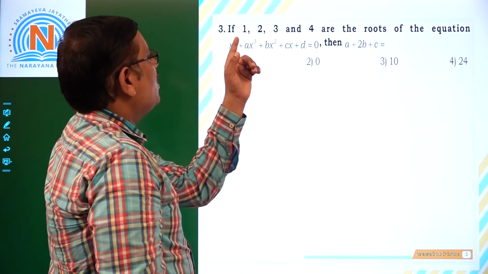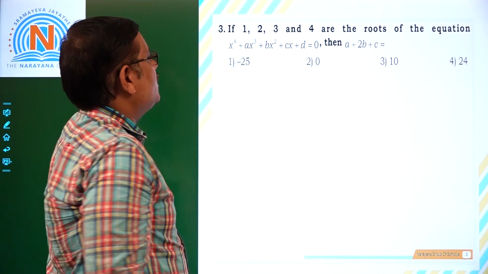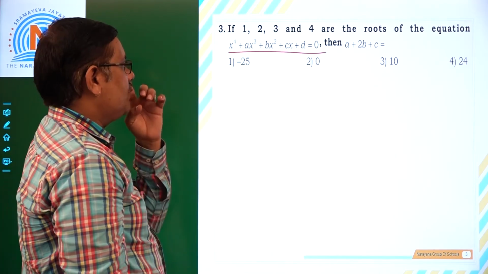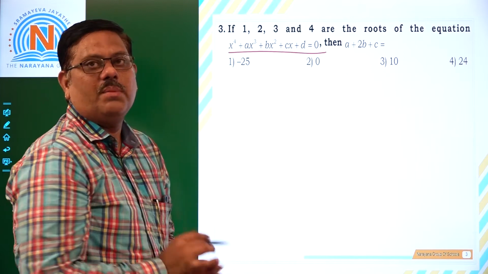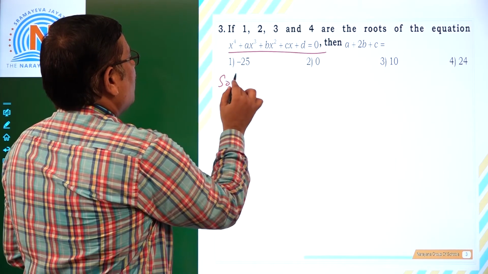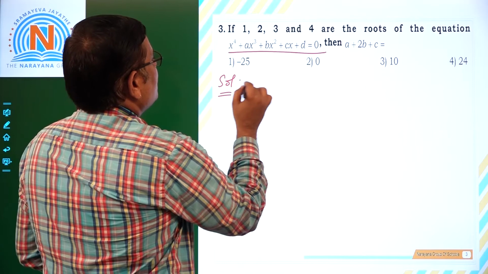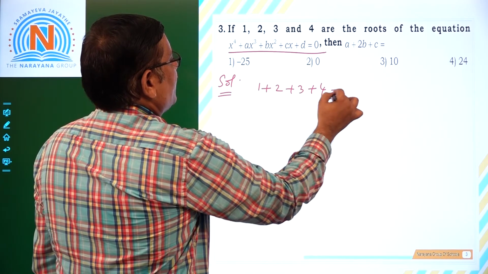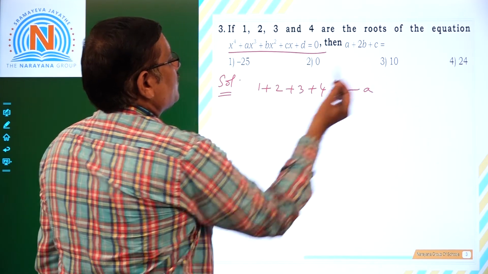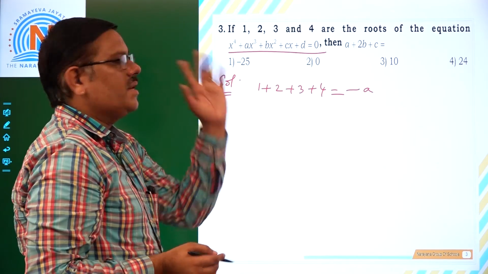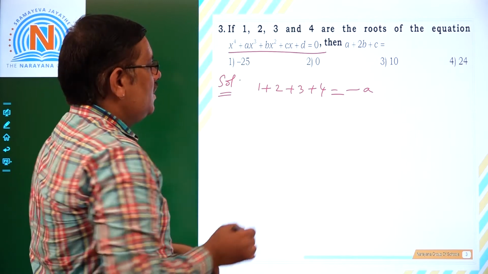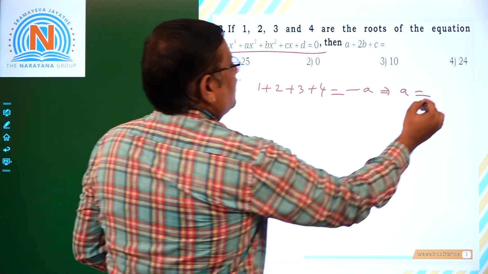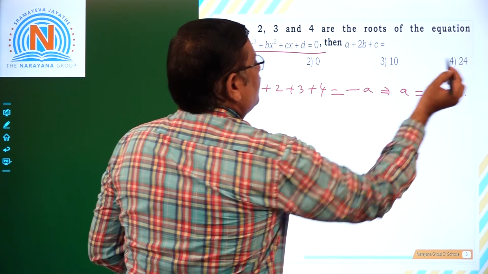If 1, 2, 3 and 4 are the roots of the equation x⁴ + ax³ + bx² + cx + d, then what is a + 2b + c? Okay, here 4 roots are given. So 1 + 2 + 3 + 4 is given by -a. S1 is -a here, the sum of the roots. That implies a is equal to, this is nothing but 10. So a is -10.